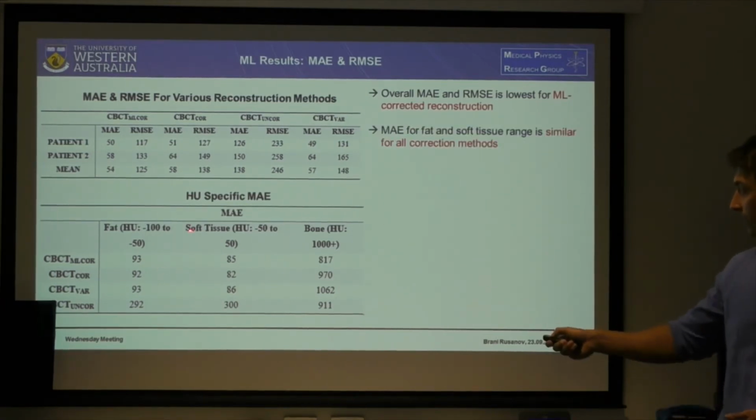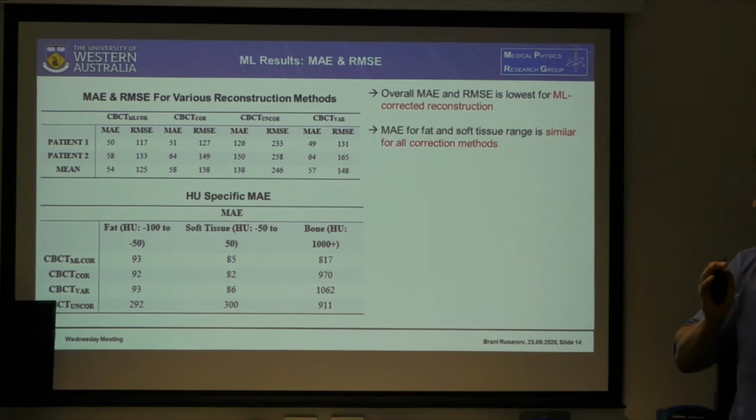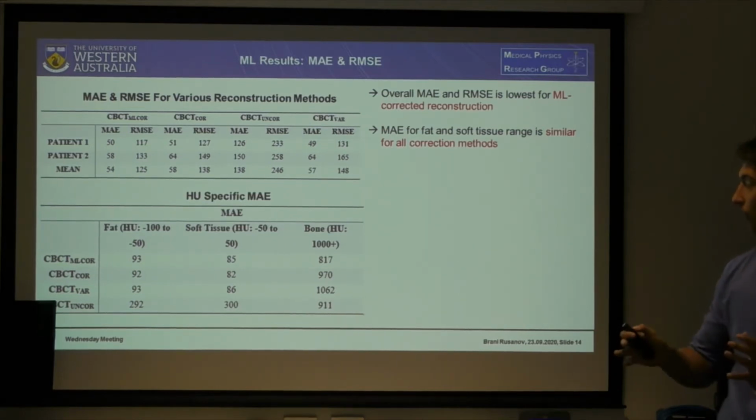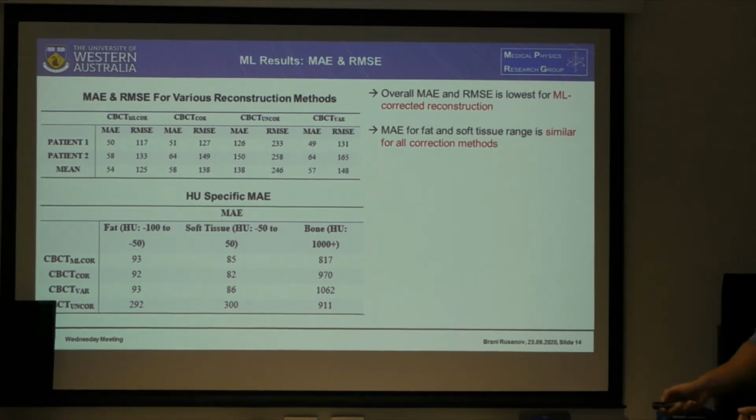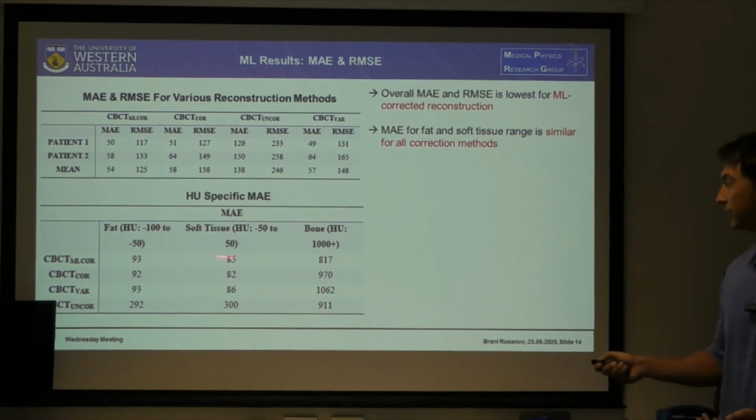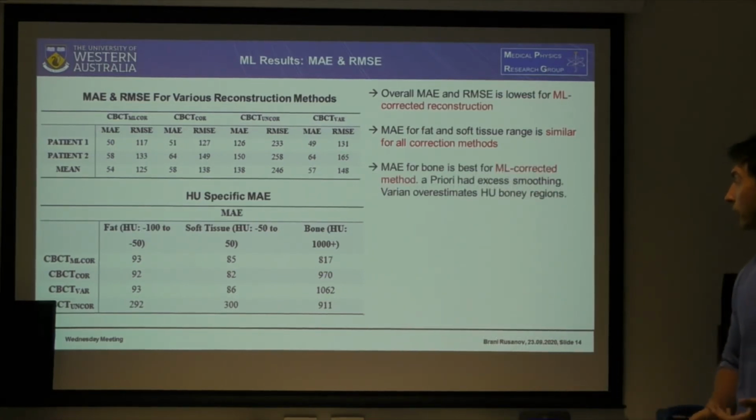Next, looking at this table, I also decided to look into specific HU regions and see how the MAE varies for those regions, so which method performs better against the others. And we noticed for the fat and soft tissue regions, all three correction methods perform quite equally. However, for bone, the ML corrected method is superior. And this is because the a priori method, it turns out, had excess smoothing.